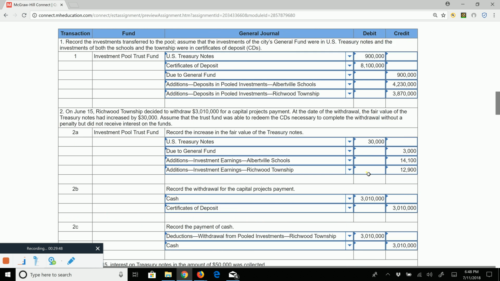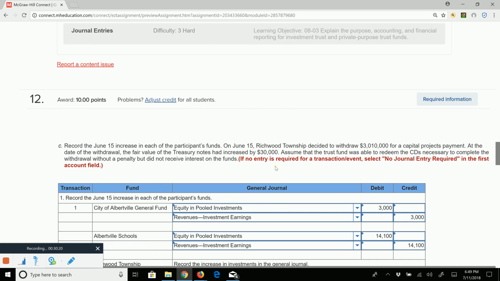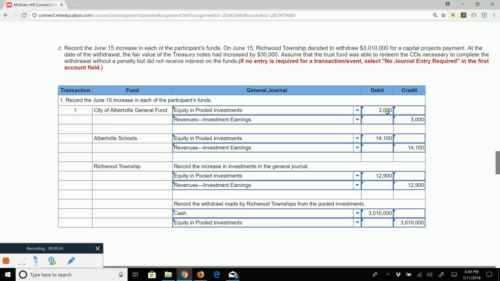So if we take a look at the journal entry in the trust fund, here it is. Here are your credits. We will credit the liability due to general fund for the city's piece of $3,000, and we will credit additions for the school district and the township's allocation of that $30,000 increase in the T-note value, $14,100 and $12,900. Now let me show you on June 15th what the journal entries would look like on the 3 participants' records. So here is the city of Albertville. They're getting $3,000. Debit equity and pooled investments, credit revenues, and the same thing on the school district. Debit equity and pooled investments, credit revenues for their piece, and the same thing with Richwood Township.